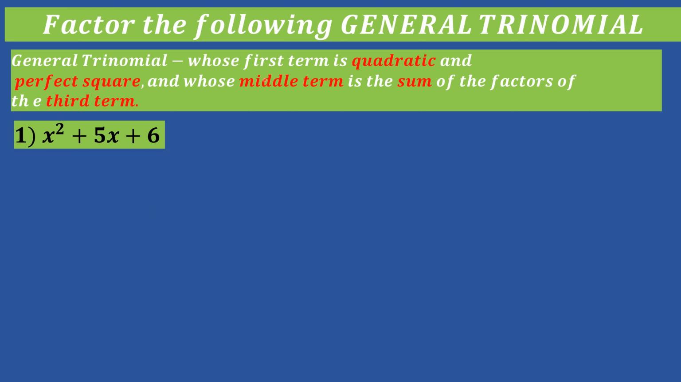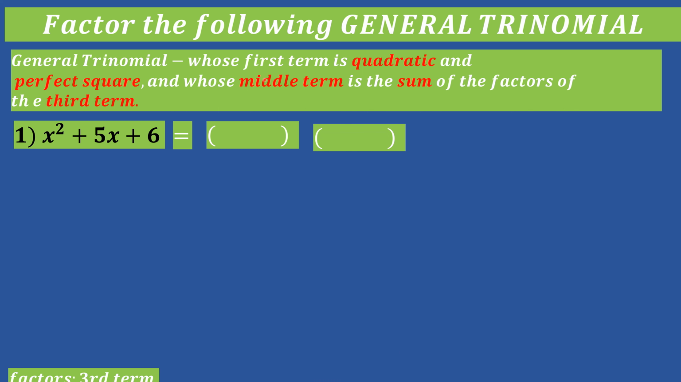Example, x squared plus 5x plus 6. How to get its factors? First thing to do is we have to prepare two sets of parentheses for the two sets of factors. Then we need to find the factors of the third term. The third term there is 6, so what are the possible factors of 6?